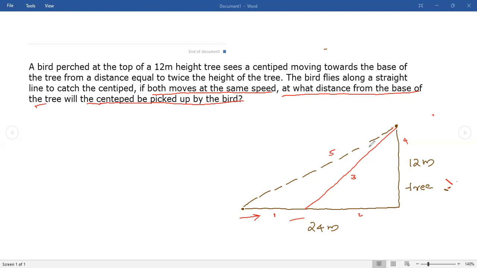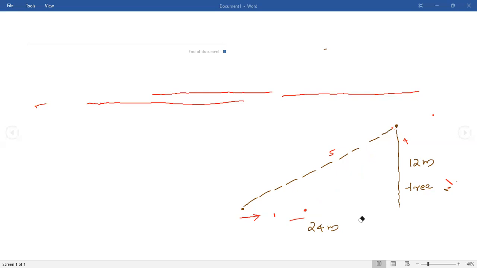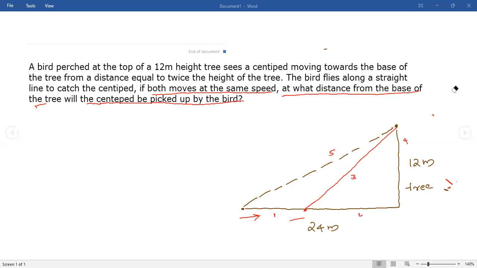2 is the answer. So the bird is coming in this way, and the centipede is coming in this way. At this particular point, the bird got the centipede. The bird has got his prey. The centipede has been captured at this particular point. So from the base of the tree, that will be the answer. So the value of 2 is what we have to find out.